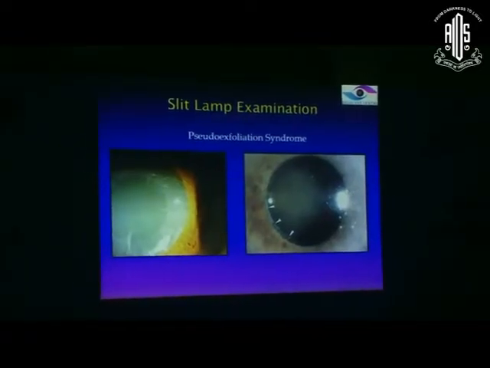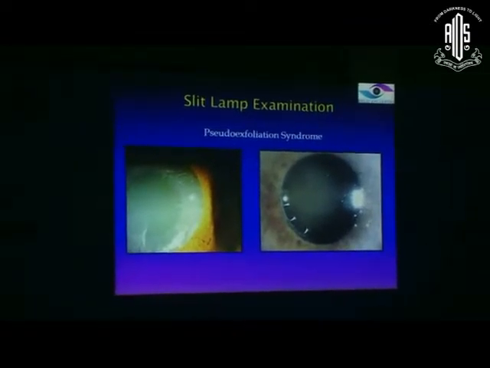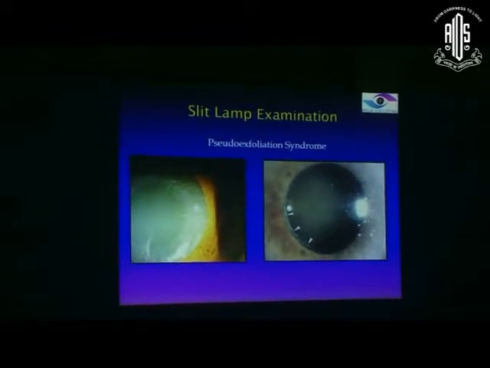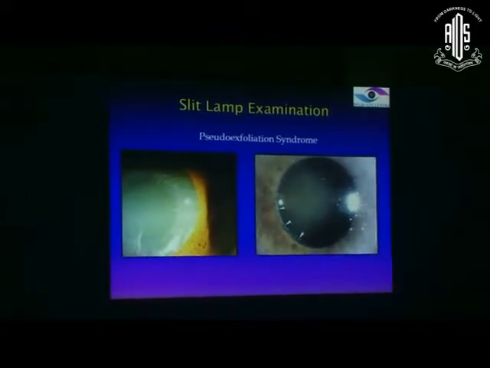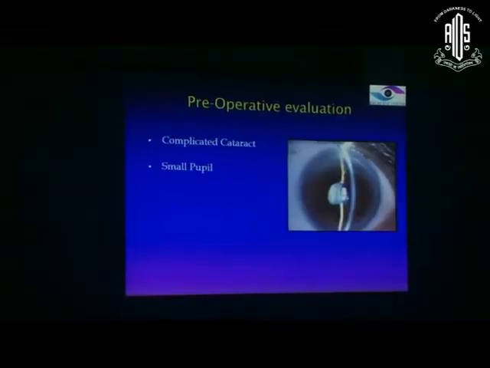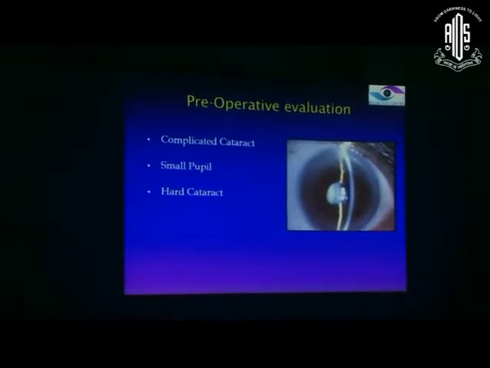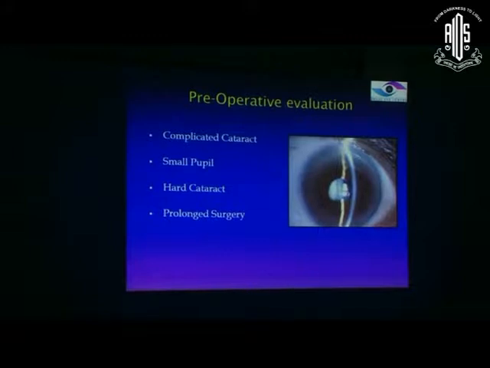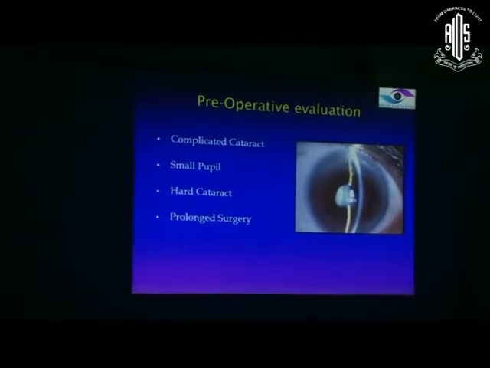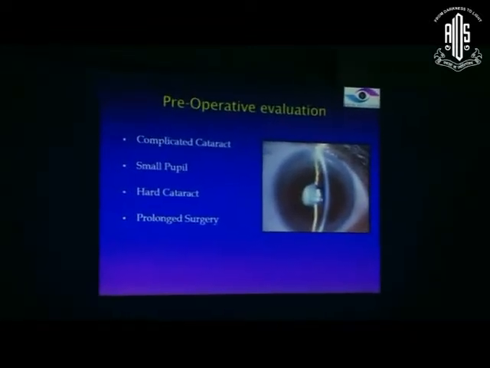Another important entity is pseudoexfoliation syndrome, because the pseudoexfoliative material tends to get deposited on the endothelium and cause problems later on. Also, these cases can have a small pupil and the zonules might not be that intact, so it can lead to a complicated surgery. So if we have a complicated cataract with a small pupil, or if it's a very hard cataract and we are anticipating a prolonged surgery, in all these cases the energy delivered or the maneuvers in the anterior chamber are more, and there are more chances of the cornea decompensating.